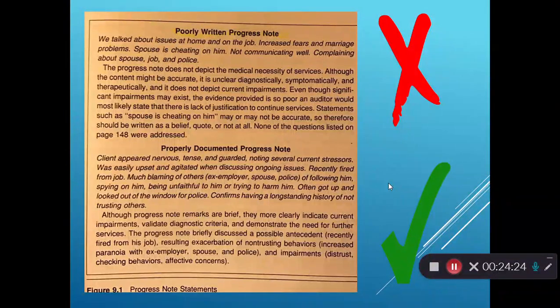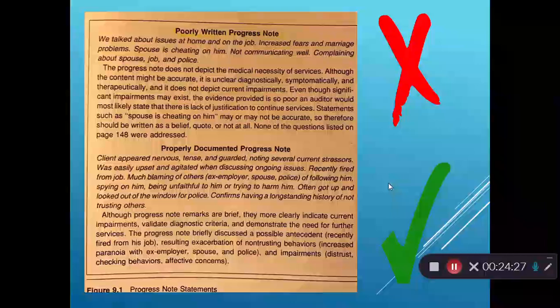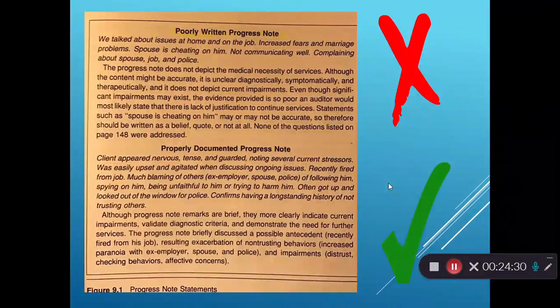And the next section gives you an idea of what is different in a poorly written note, demonstrating the same context and the same information. How does that look when it's written properly? So you can see this section here says spouse is cheating on him, not communicating well, complaining about the spouse, job, and police. And here it talks about how they appear nervous, tense, guarded, upset, blaming of others, because these are terms that speak specifically to symptomology, and that's how we want our notes to be written.